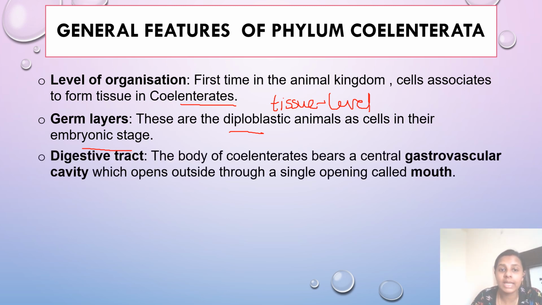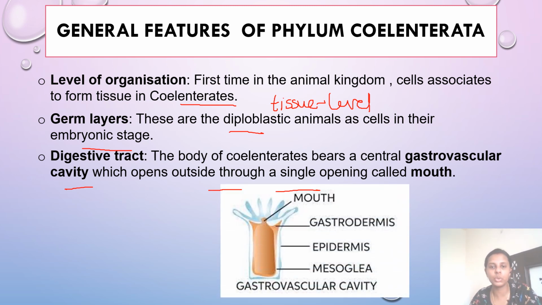Now let's talk about the digestive tract. The body of the coelenterate bears a central gastrovascular cavity which opens outside through a single opening called the mouth. Let me show you how. This is the gastrovascular cavity, and this is the one opening here. It consists of this central gastrovascular cavity which opens outside, which is nothing but the mouth.